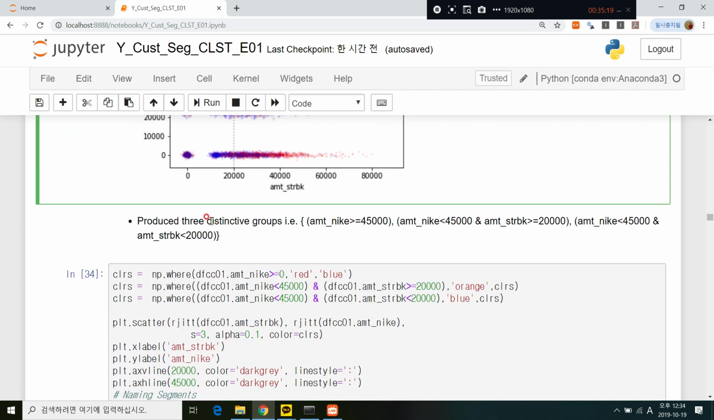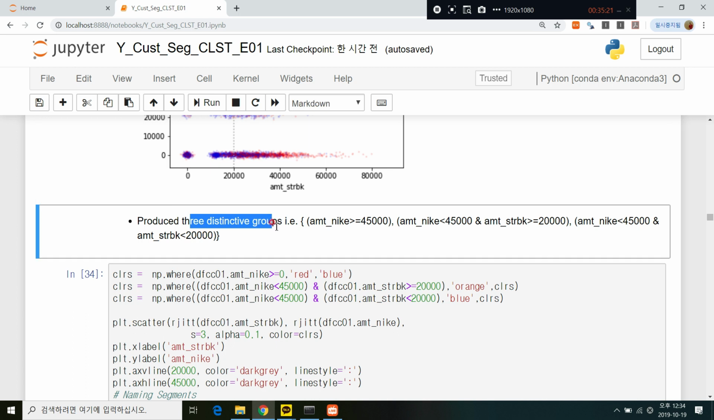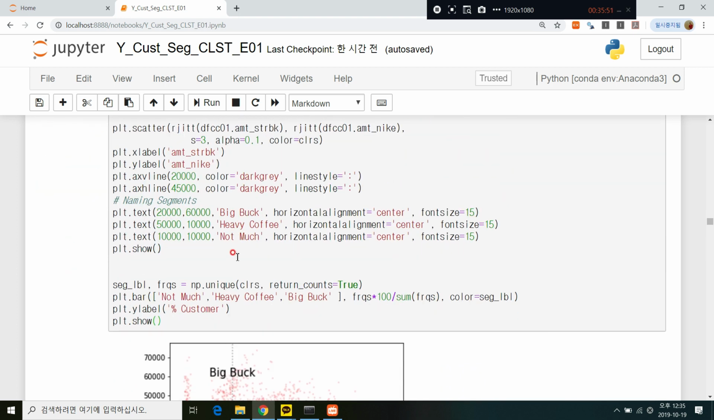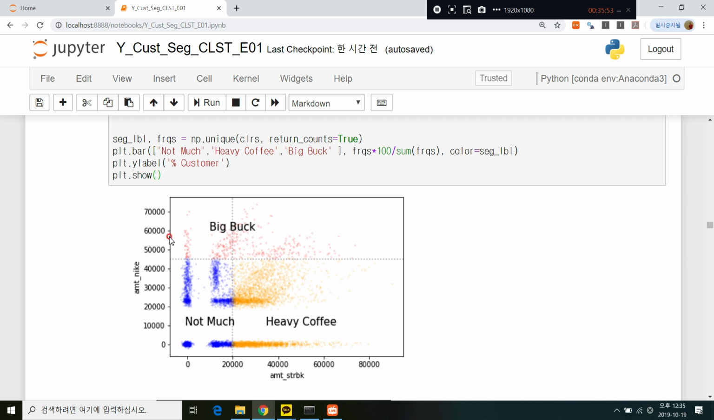Then we got the rule. We have three distinctive groups: above 45,000 of Nike, and under 45,000 of Nike, there are two groups among Starbucks spending, above 20,000 and below 12,000. Thus that's why we have three distinctive customer groups. We apply this in coloring the scatter plot.